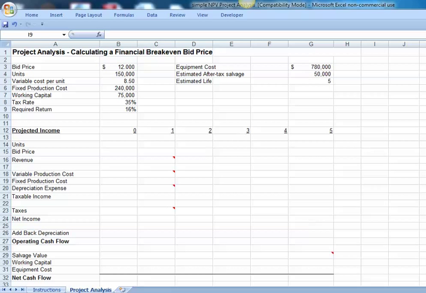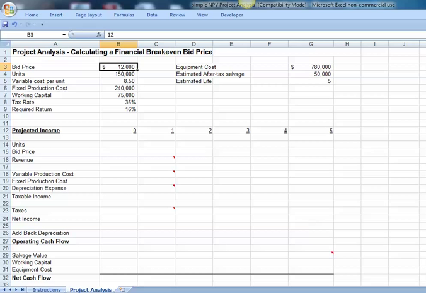In this Excel assignment, we're going to build a worksheet that calculates our financial break-even. Our financial break-even is the point where our net present value exactly equals 0. In other words, we've just exactly earned, in this case, our 16% required rate of return. In this worksheet, the item that we're going to be concerned about changing will be our financial bid price. What bid price do we need to have to achieve this financial break-even?